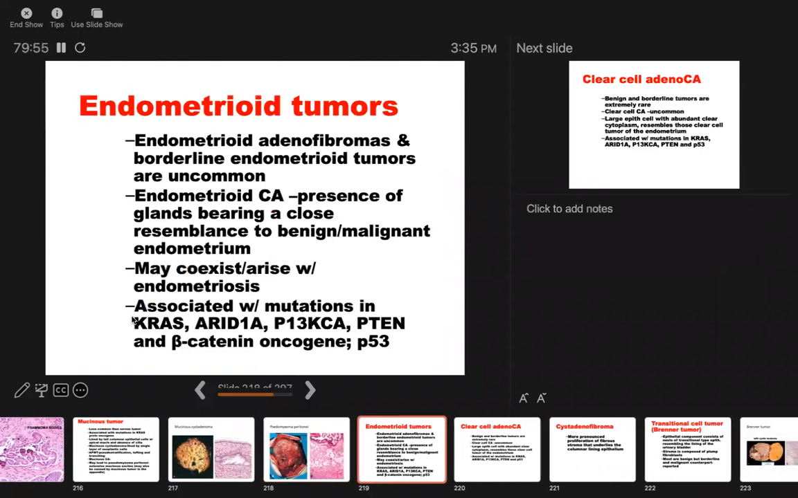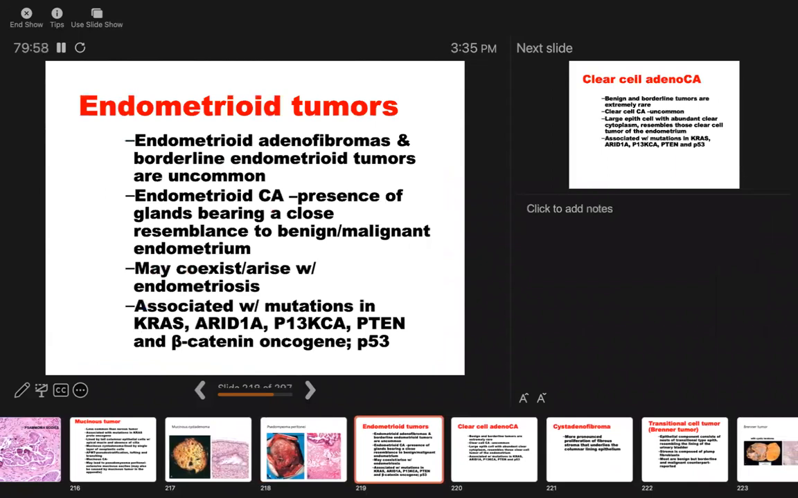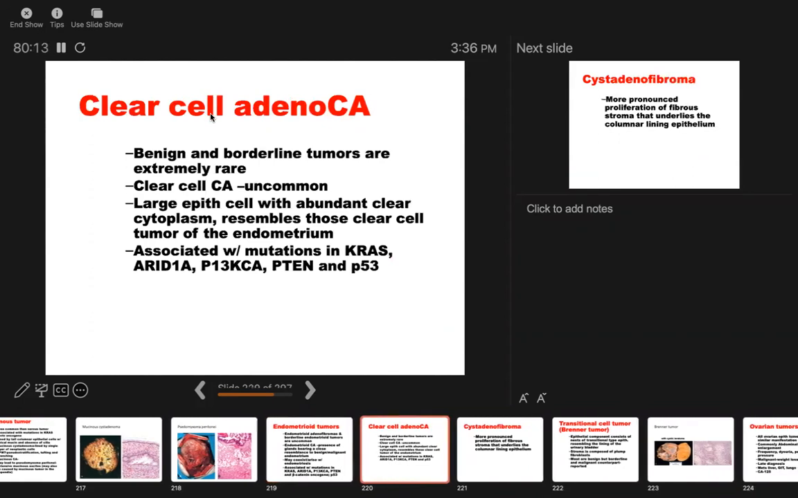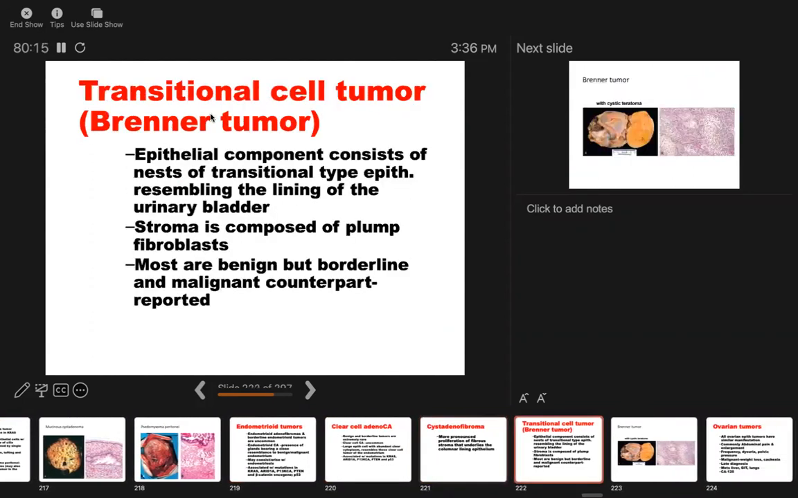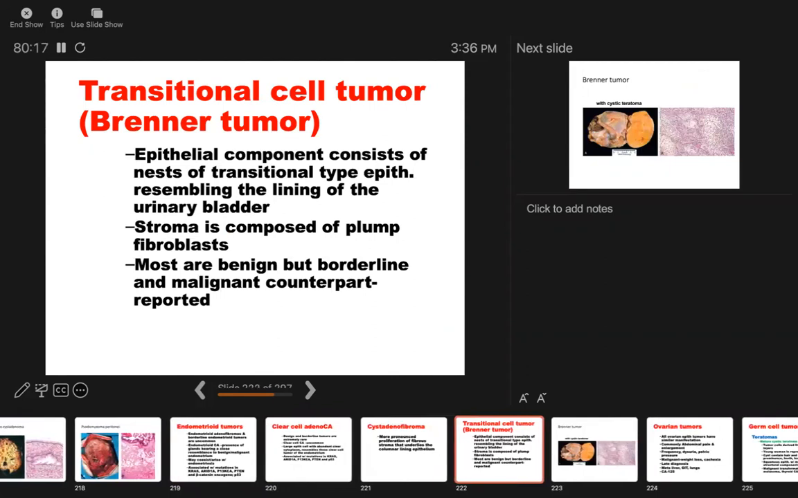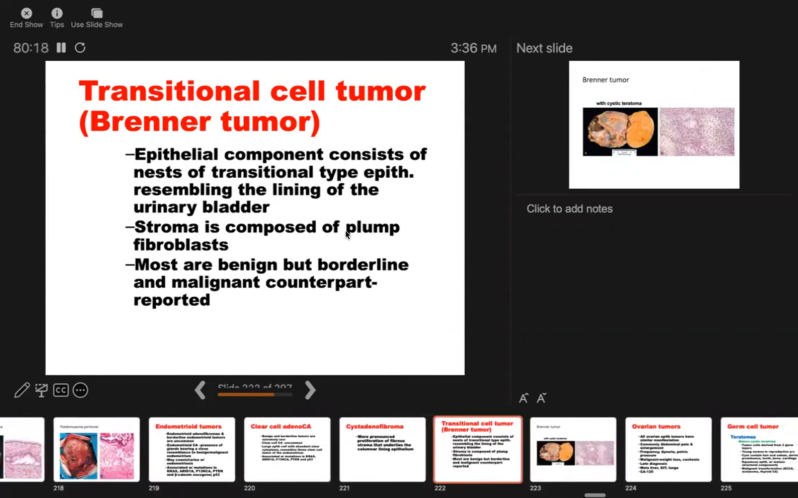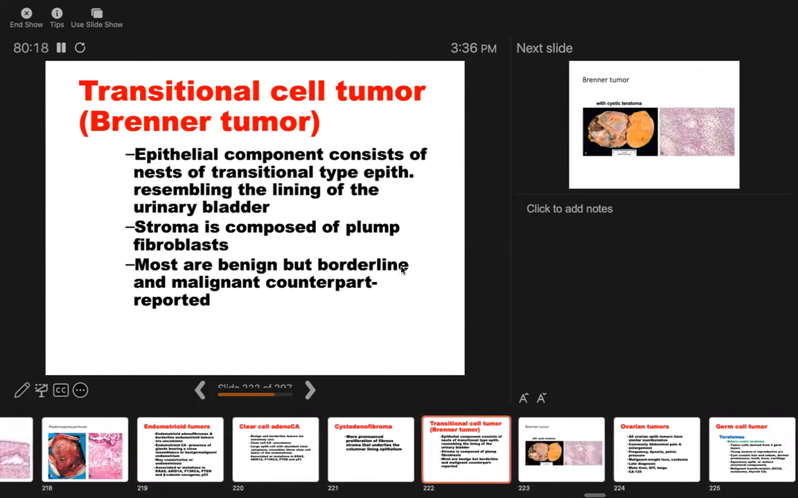So endometrioid tumors are again, just like serous and mucinous, to have benign, borderline, and malignant. The differentiating factor will then be on the lining epithelium, whether it is reminiscent of the endometrium, clear cell in appearance, or urothelial in appearance, such as this. And this is what you call a Brenner tumor. So that's that group.